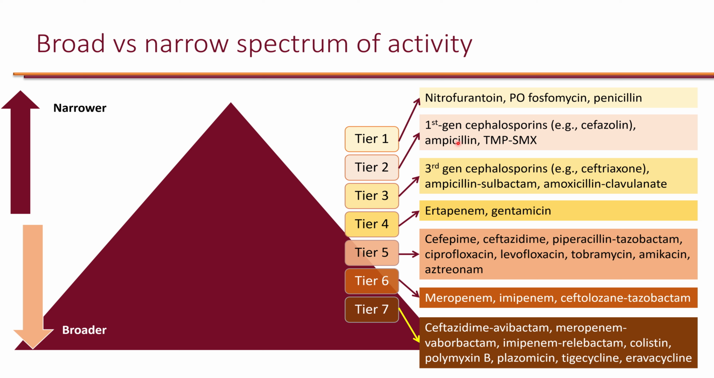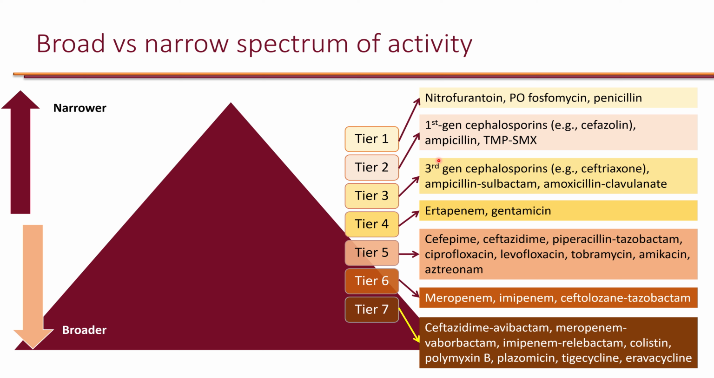Tier 2 is still pretty narrow, but relative to tier 1, slightly broader, and these are first generation cephalosporins such as cefazolin, and also ampicillin and trimsulfa. So tier 2 is also pretty narrow, and these are good agents to de-escalate to when we are using broad spectrum antibiotics.